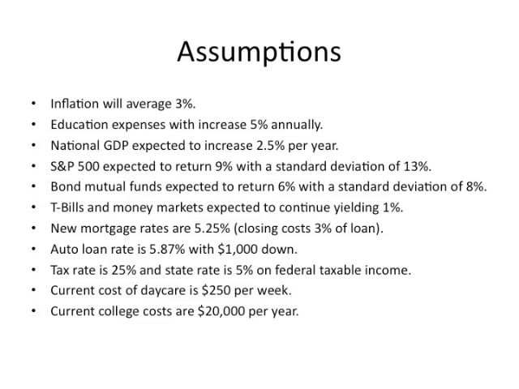New mortgage rates are currently 5.25%, with closing costs at 3% of the loan. We can get an auto loan today at 5.87% with $1,000 down. The tax rate is 25% and the state rate is 5% on federal taxable income. The current cost of daycare is $250 per week, and current college costs are $20,000 per year.